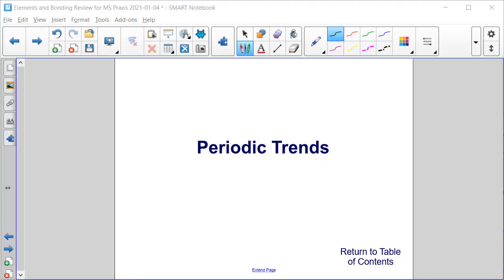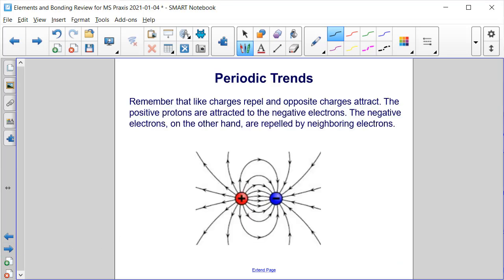In this next section, we're going to review various periodic trends that exist in the periodic table. As a reminder, like charges, so positive and positive or negative and negative, will repel one another, and opposite charges, like positive protons in the nucleus and negative electrons surrounding it, will attract. The positive protons are attracted to the negative electrons. The negative electrons, on the other hand, are repelled by neighboring electrons that are also surrounding that nucleus.